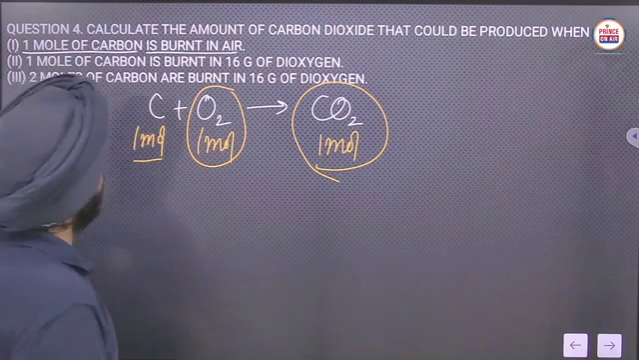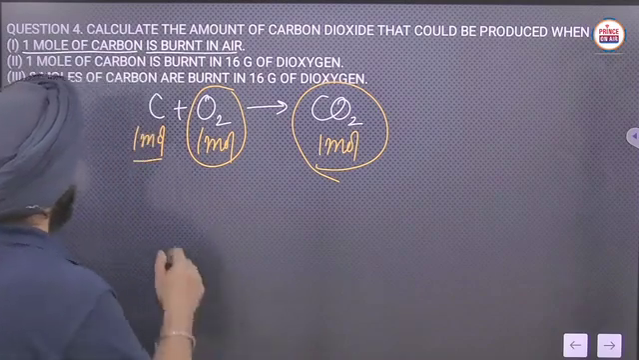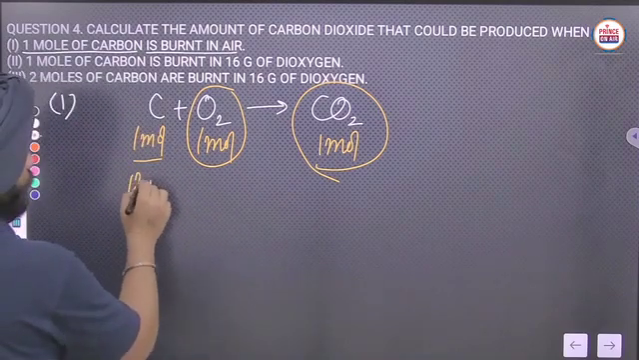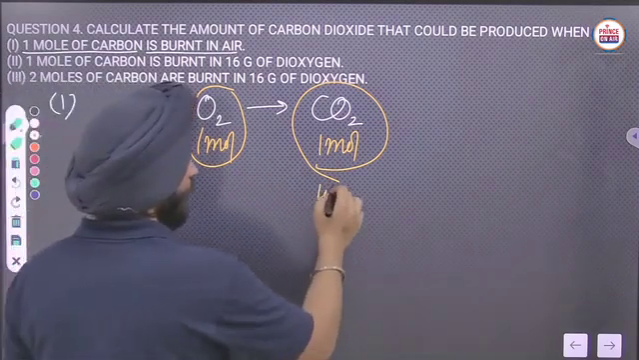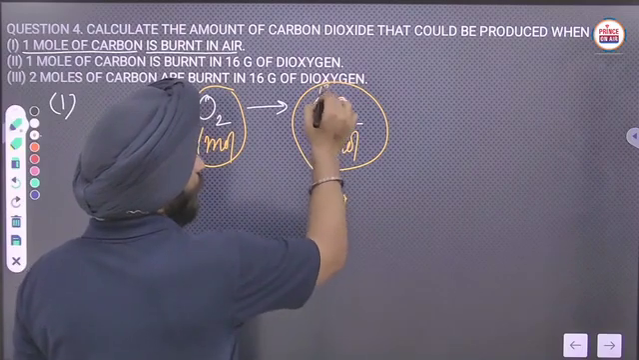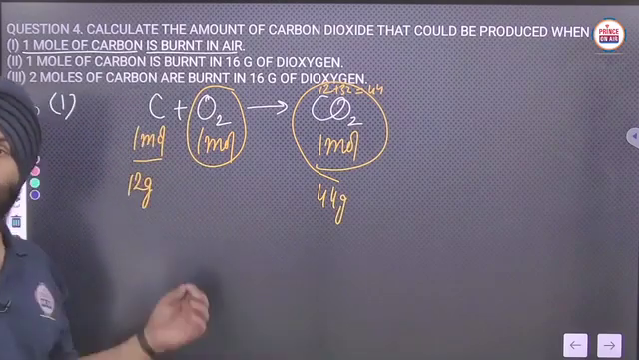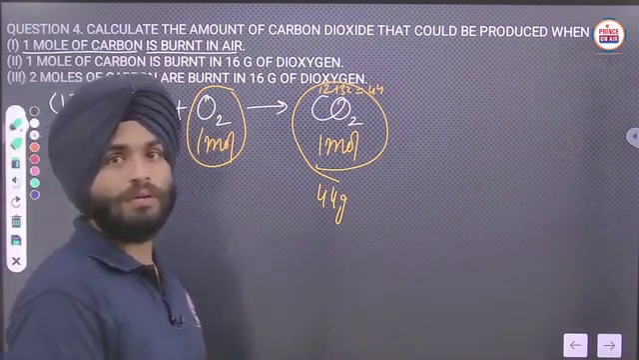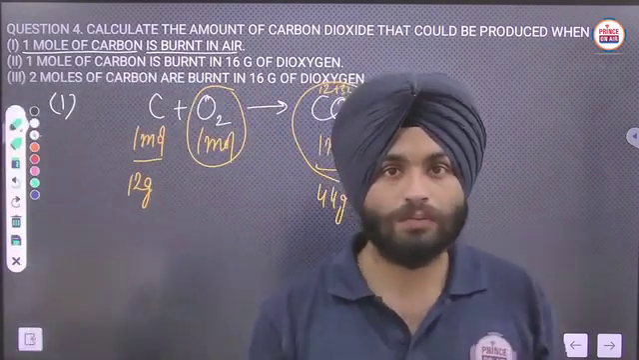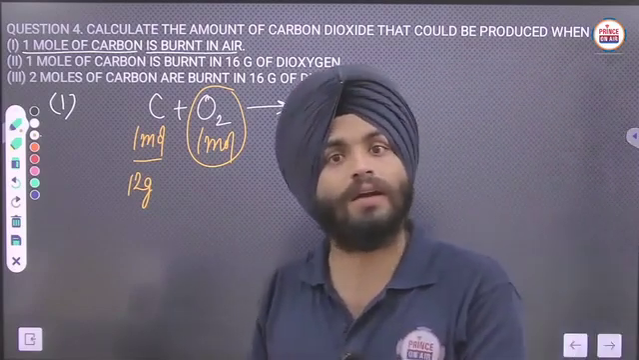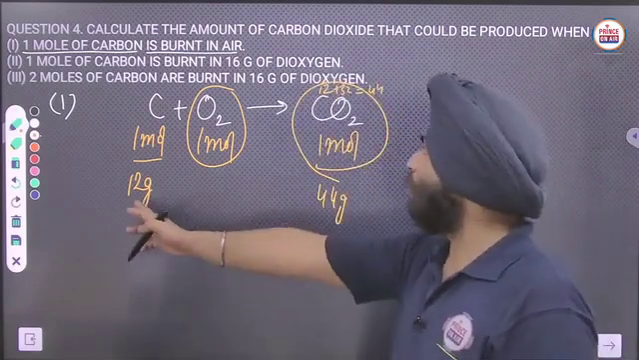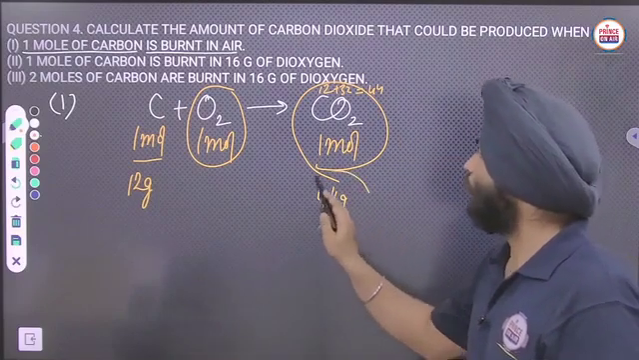But if you are considering in terms of gram, carbon is 12 gram and carbon dioxide is 44 gram: carbon 12 and 32 of oxygen, so it comes out to be 44. In this case, 1 mole of carbon will contain 12 gram, equal to its gram atomic mass. So 12 gram of carbon will give you 44 gram of carbon dioxide.